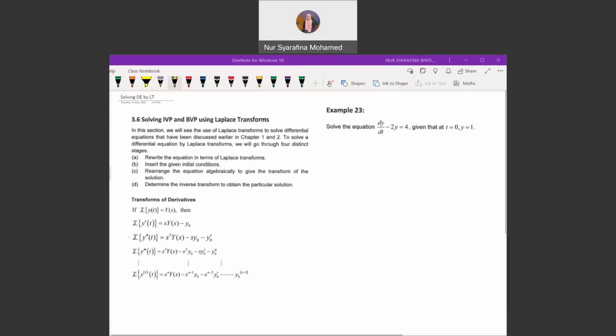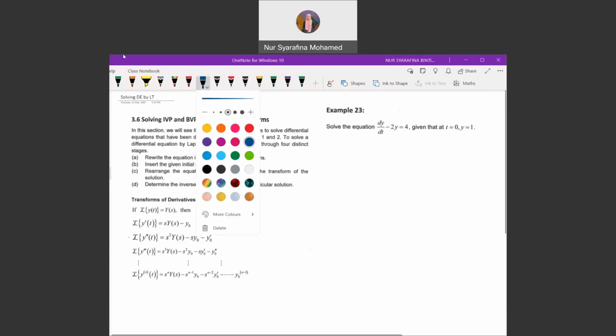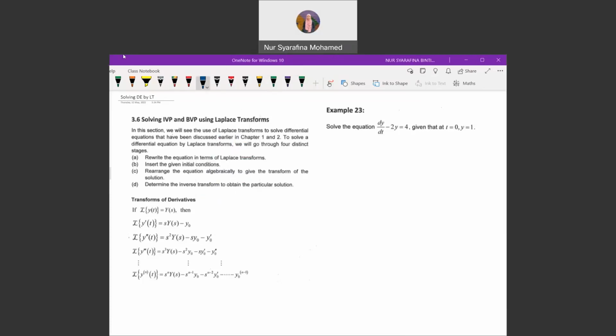So basically, we have steps here in solving the differential equation of IVP and BVP by using Laplace. So first we have to rewrite the equation in terms of Laplace transform, and we are going to insert the given initial condition. All right, and then we rearrange the equation algebraically to give the transform of the solution, and we determine the inverse to obtain the particular solution in the original domain.